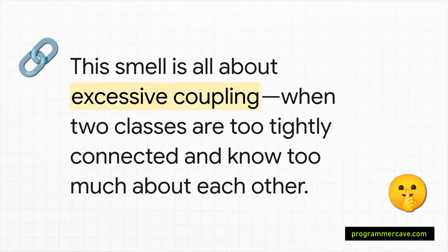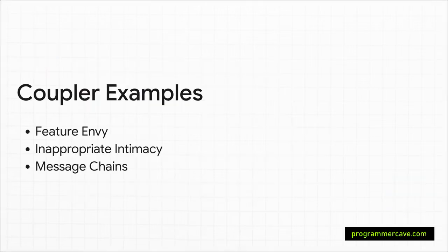And finally, we have the couplers. This smell is all about excessive coupling. That's when 2 classes are way too tightly connected. They know too much about each other's private business, and this makes them really hard to change or test or reuse on their own. Feature envy is a great one. It's when a method in one class is completely obsessed with the data in another class. That's a pretty big sign it probably belongs over there.